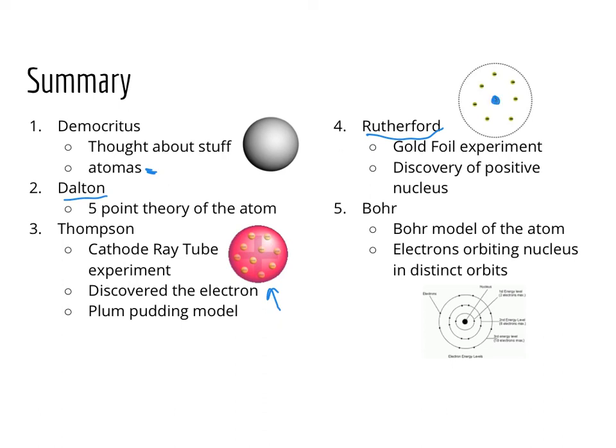That's really important. And then finally we had Bohr, and Bohr's model gave us these distinct orbits or energy levels for our electrons to exist in. This is the one we're going to use mostly, but it's not the current model. Our current model is the quantum model. And really, I just want you guys to be aware that this exists, but we're not going to learn a whole lot about that.